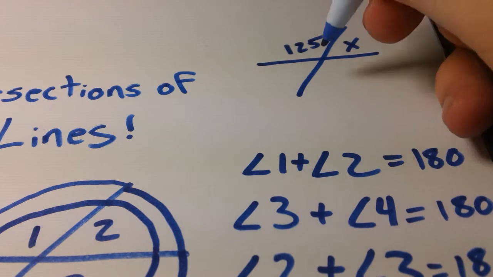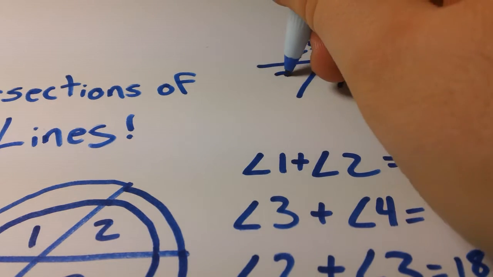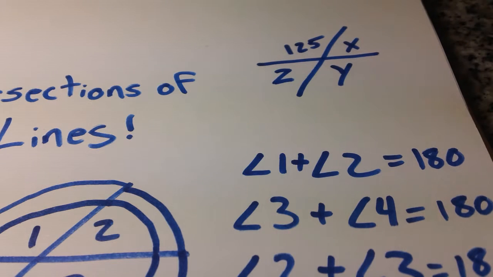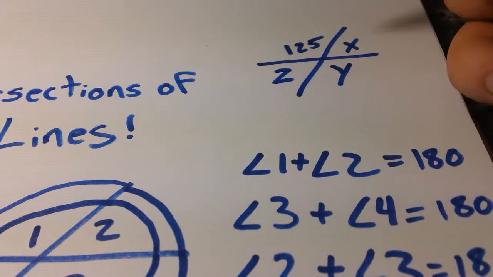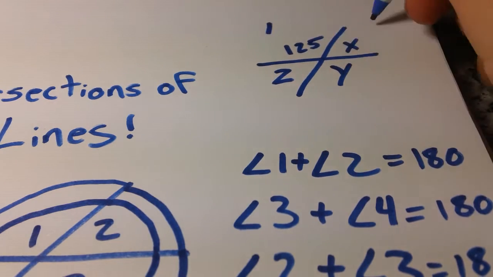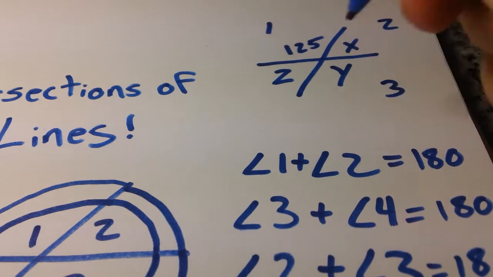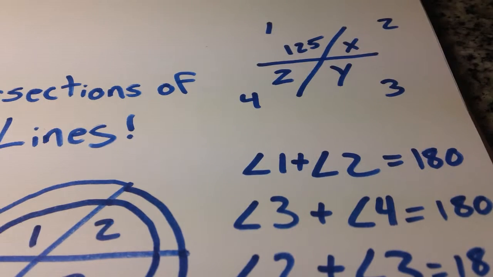And what else we want to find is we'll call that y, and we'll call that z. Let's find all the other angles. So, let's go ahead and label them. This is angle 1, angle 2, angle 3, and angle 4.